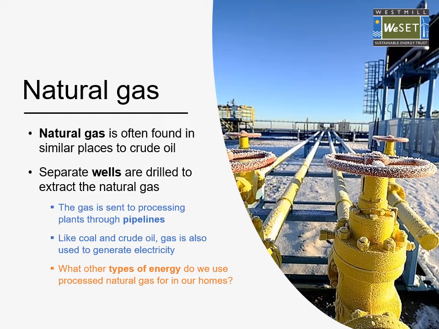So aside from electrical energy, what other types of energy do we use processed natural gas for in our homes? Well, most commonly it's thermal energy. So many of us will have gas boilers for gas heating systems. Some people will also have gas cookers. Interestingly, it can also be used as a fuel for vehicles, though is much less common than petrol.